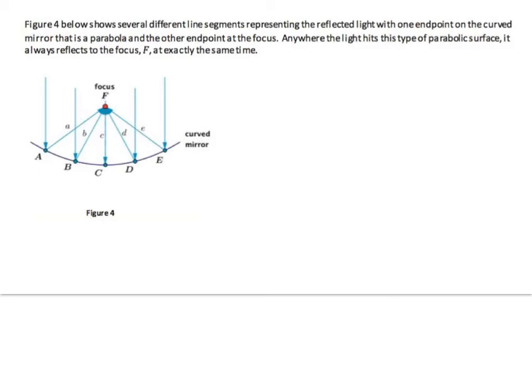Figure 4 below shows several different line segments representing the reflected light, with one endpoint on the curved mirror that is a parabola and the other endpoint at the focus. So our ray comes down, hits the point, and comes up to the focus. Okay?